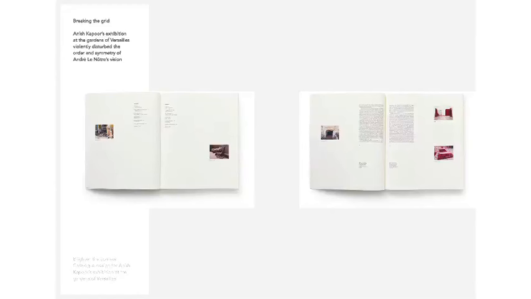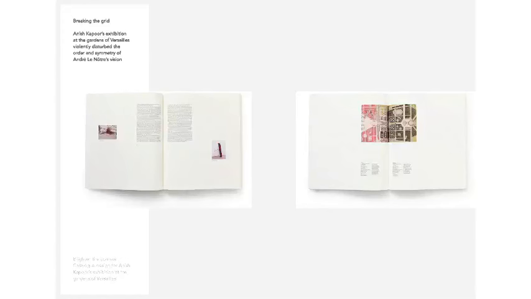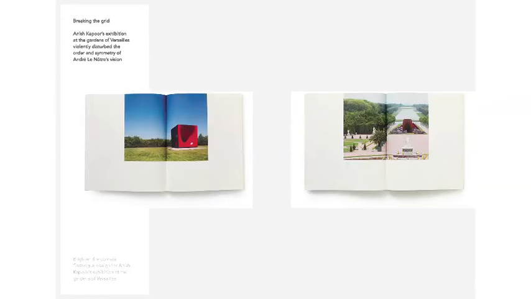This is for an Anish Kapoor exhibition at the Gardens of Versailles. So you see this very tiny text block, well not tiny, but tiny in relation to the page. And then these smaller images floating in the margins. And then from the same book, these images also placed with these large margins and then bleeding off the top of the page.